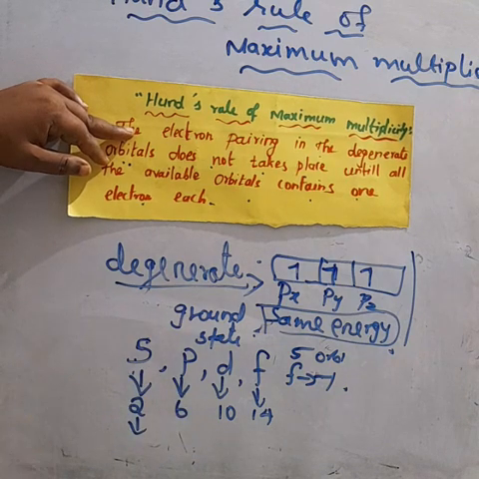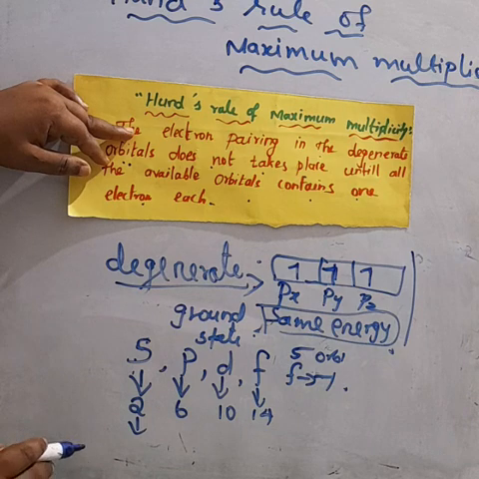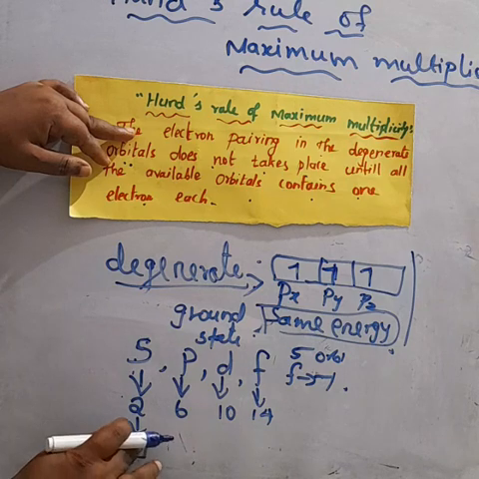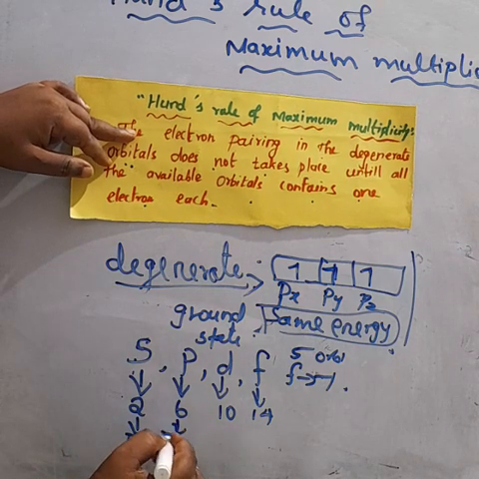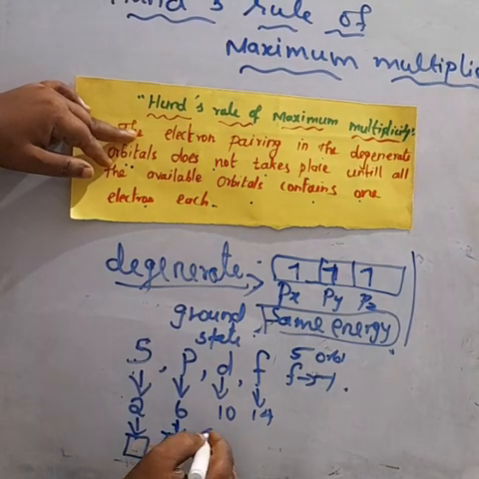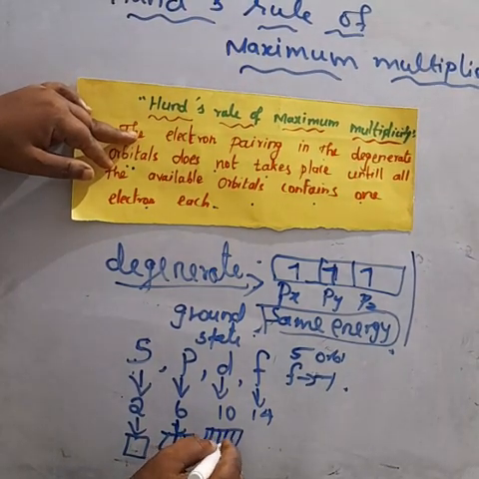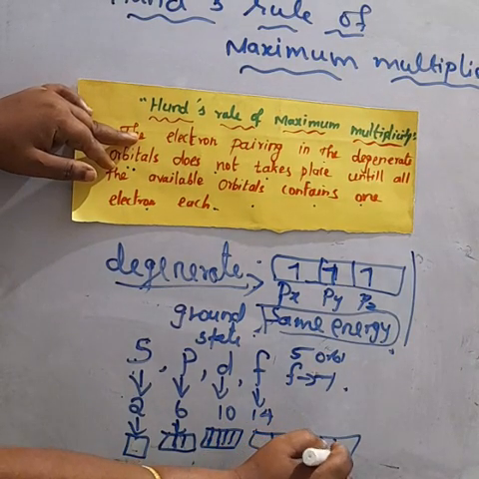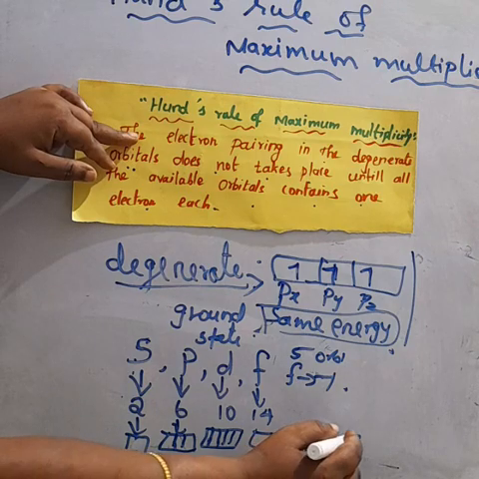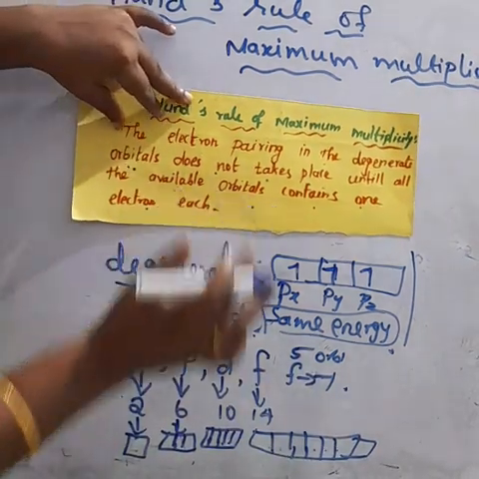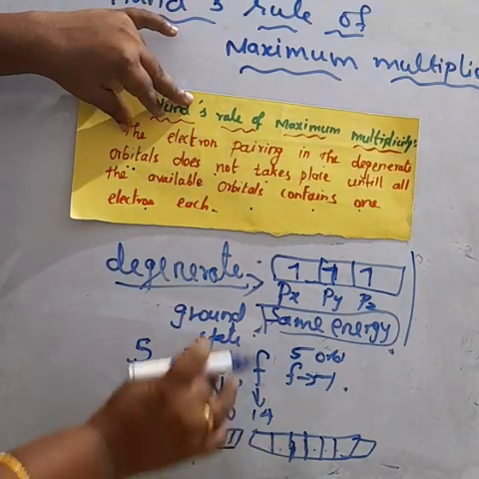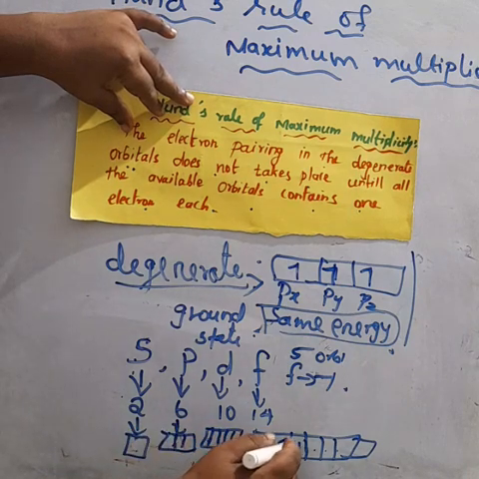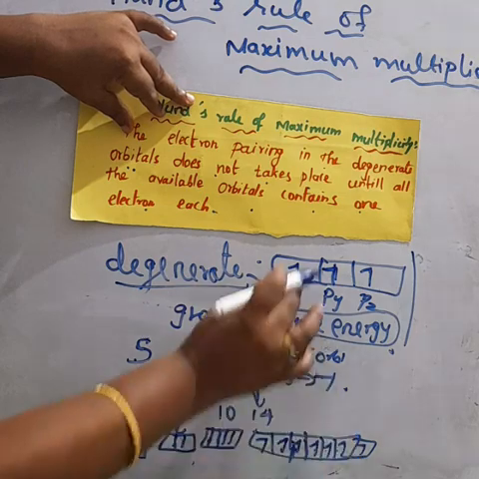The s subshell has only 1 orbital, the p subshell has 3 orbitals, the d subshell has 5 orbitals, and the f subshell has 7 orbitals. When the electrons are filled, each of the orbitals is filled first with single electrons of the same spin. First you fill the orbitals singly, with the same spin. Same spin means only clockwise.